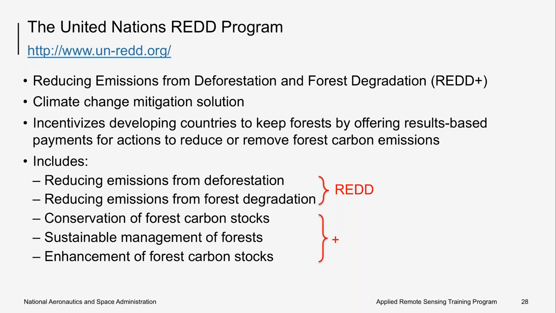The UN-REDD program supports the REDD+ process, and it began as an effort primarily focused on reducing forest emissions. In 2010, at COP16, REDD became REDD+ to reflect a few new components that are shown here. So this now includes reducing emissions from deforestation, reducing emissions from forest degradation, conservation of forest carbon stocks, sustainable management of forests, and enhancement of forest stocks.